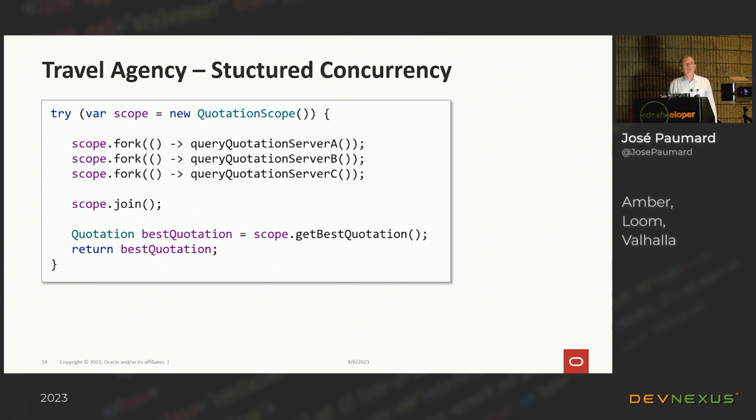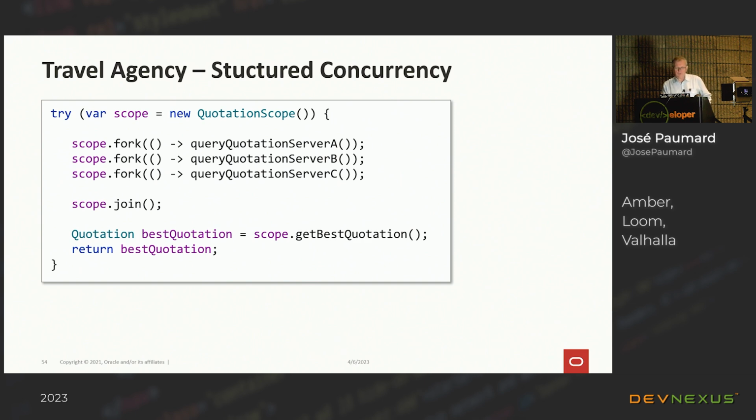Okay, that's for the quotation scope. You create a scope object by extending a class called Structured Task Scope. And then you fork your task. If you have 50, fork. Okay, and then you wait for all the tasks to complete. And then you need to program a best quotation method to get the best quotation that you got, okay, from all these tasks.